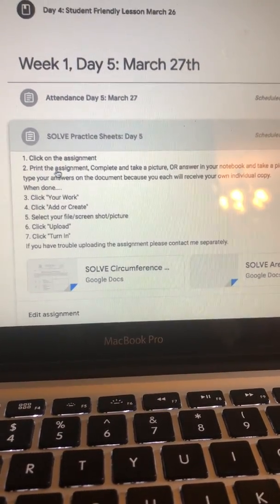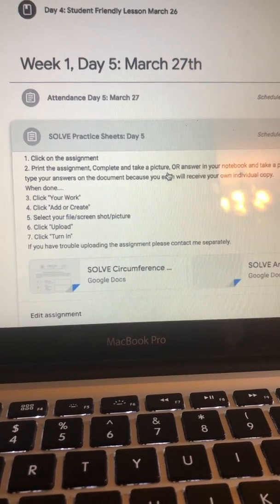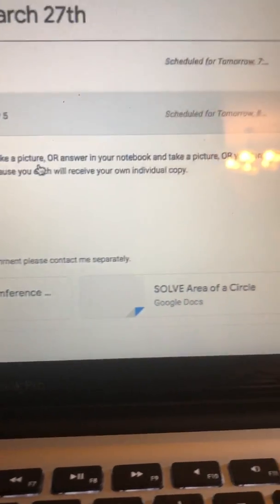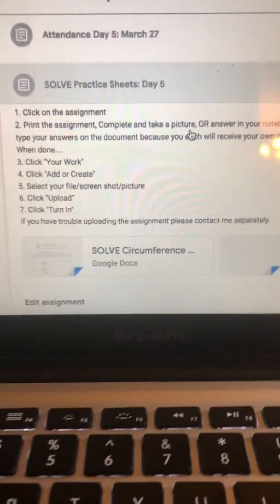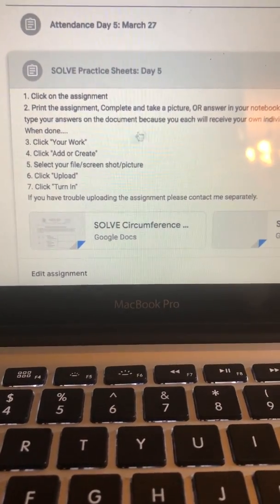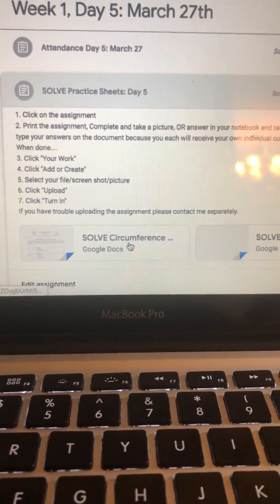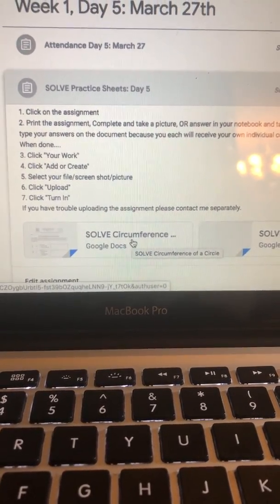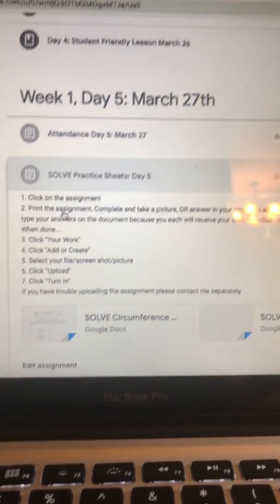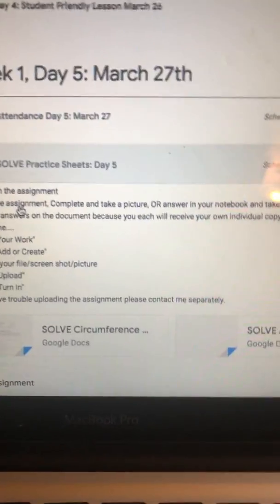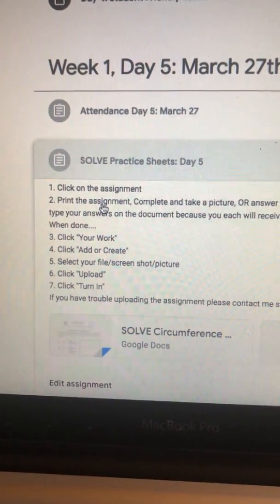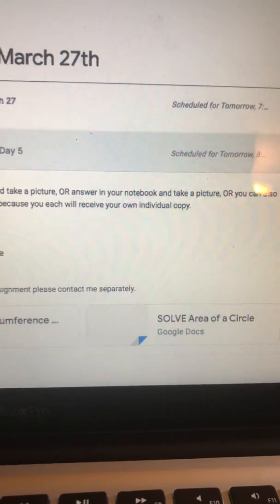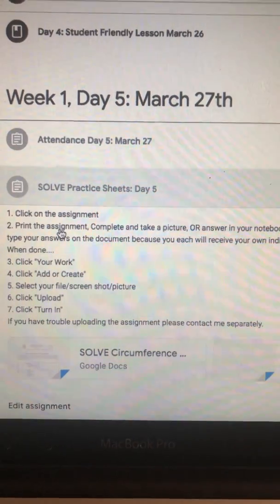You're going to either print the assignment, complete it, and take a picture, or you're going to answer the problem in your notebook and take a picture, or you can type your answers right into the document, because when you click on this, there's a setting placed on it where every student that clicks on it gets their own individual copy. So whatever option works best for you. I know some of you don't have a printer at home, which is fine. So you can either print it, complete it, and take a picture, answer in your notebook and take a picture of your work, or write right on the document, okay?